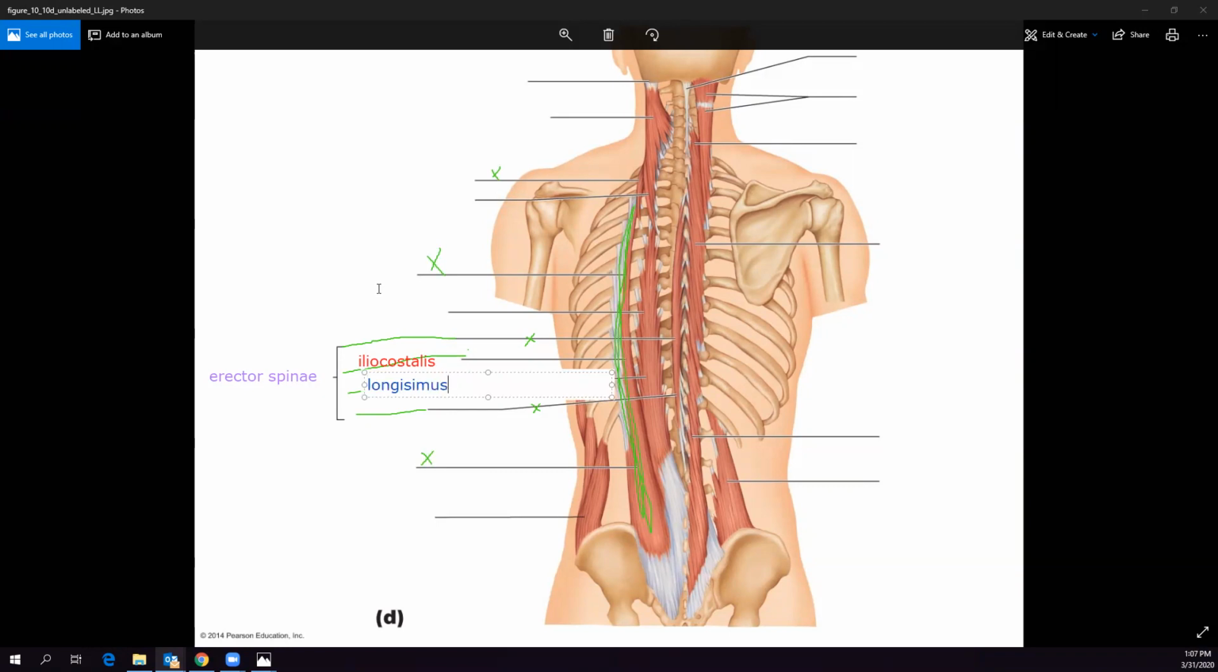I didn't spell that right. There's 2 S's in there. Oh, and then let's talk about why they're called the way they are. Okay, so this is the longissimus.